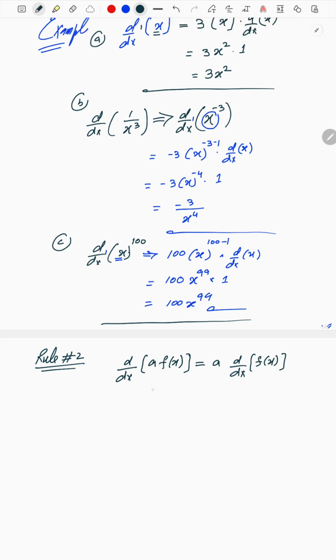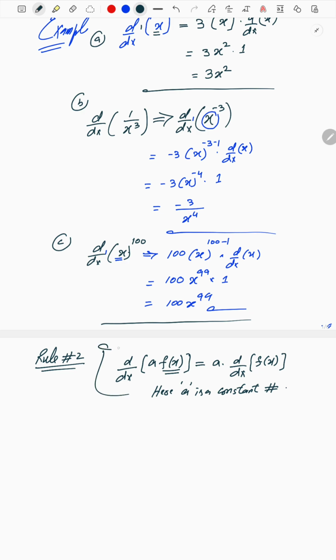That means here a is a constant number, right? I want to say this: whenever a constant multiplies the function, we will write the constant outside and we will only differentiate the function.